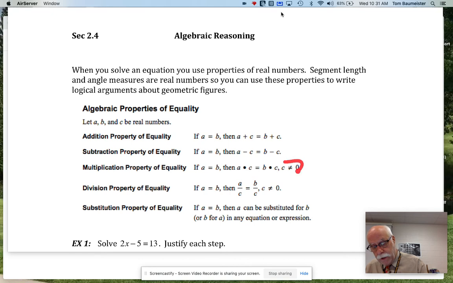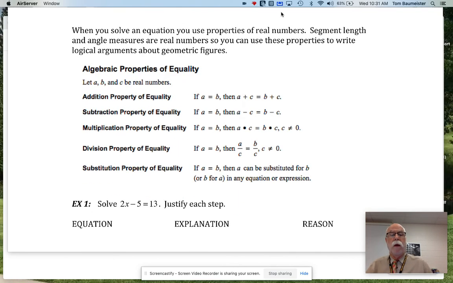With multiplication and division, what's important is that C cannot equal 0, especially on division. Remember, if we divide by 0, you're going to get an error in your calculator, because that is undefined. And then finally, the substitution property of equality states if A is equal to B, then A can be substituted for B or B for A in any equation or expression.